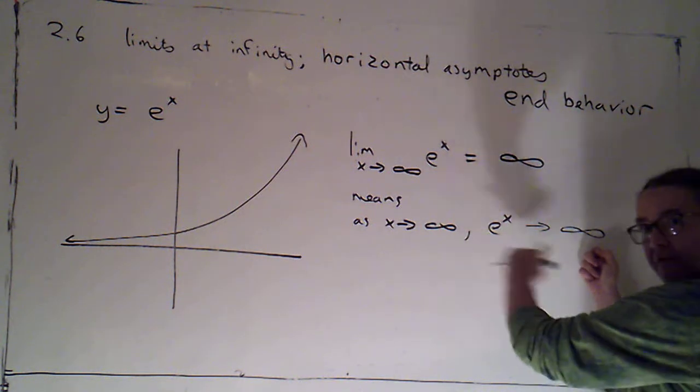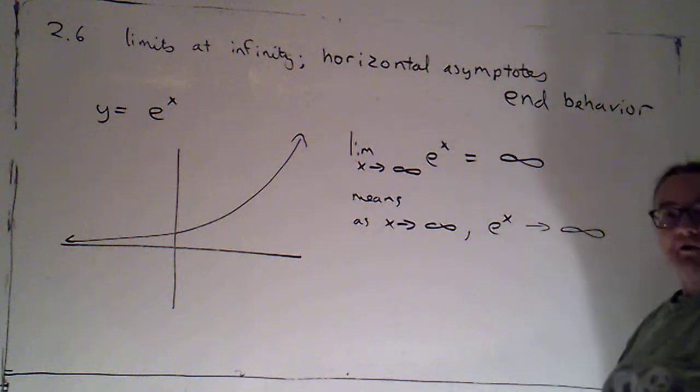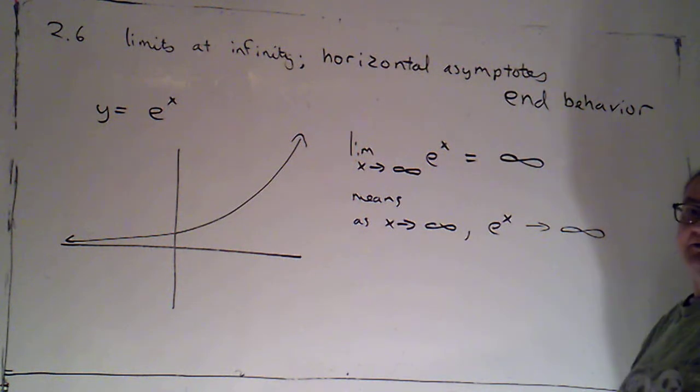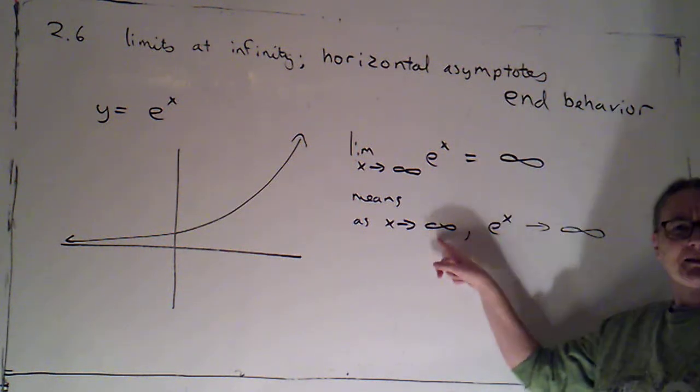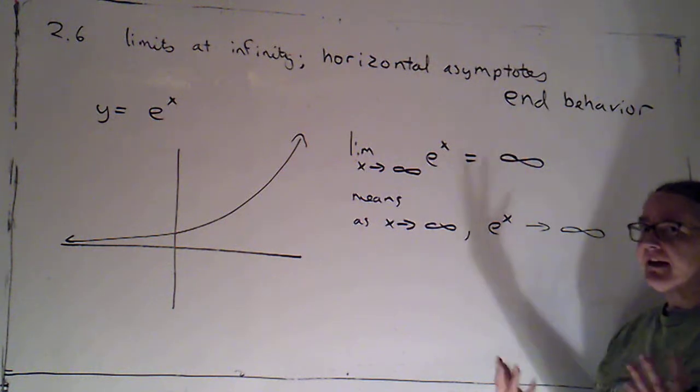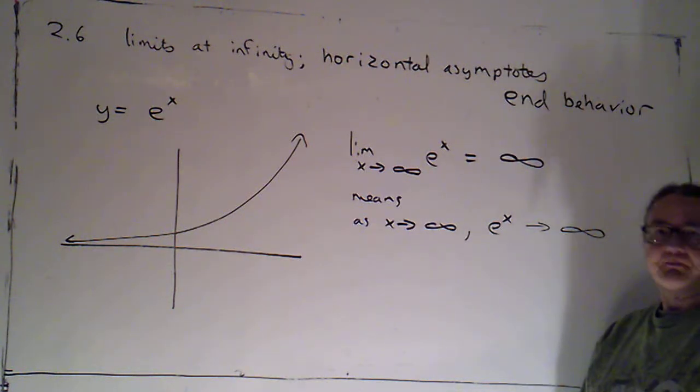Now, this is informal. As we work through this section, we'll get to the formal definition here. But we basically know what this means. This means x is getting really, really big in the positive direction.